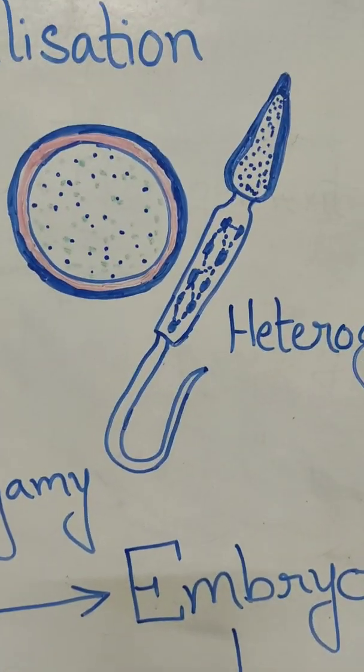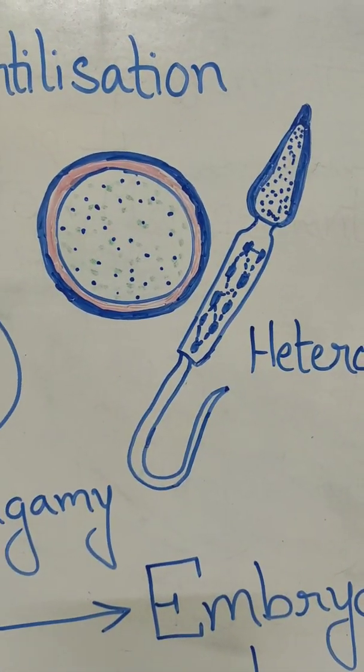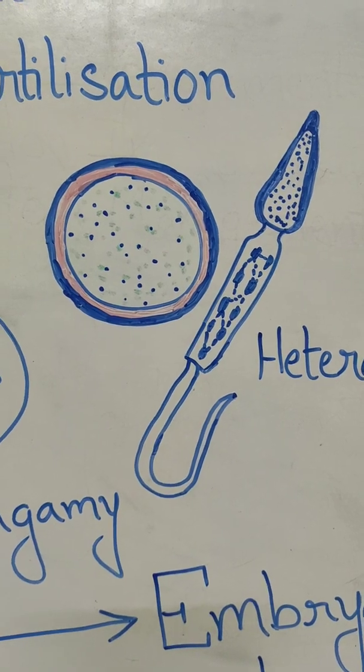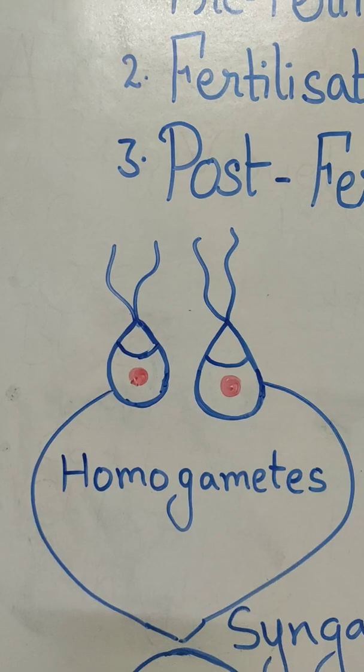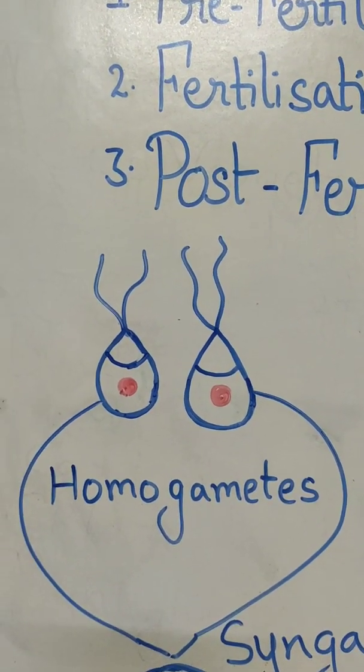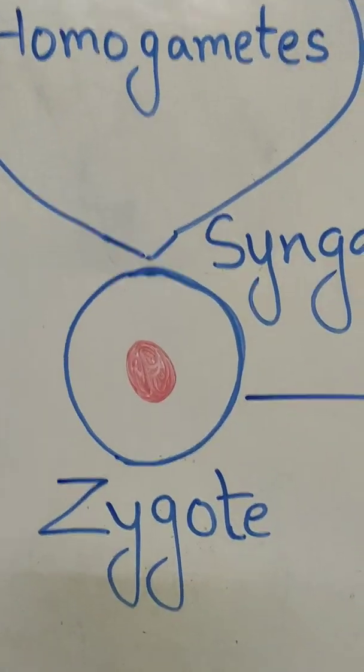Now let us talk about these heterogametes. Heterogametes also fertilize and they also result in the formation of a zygote. Now these gametes are always haploid. Gametes are haploid and the zygote is diploid.